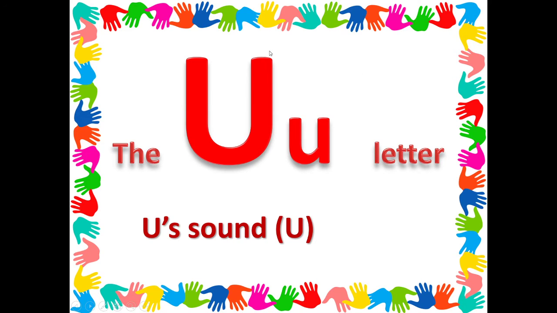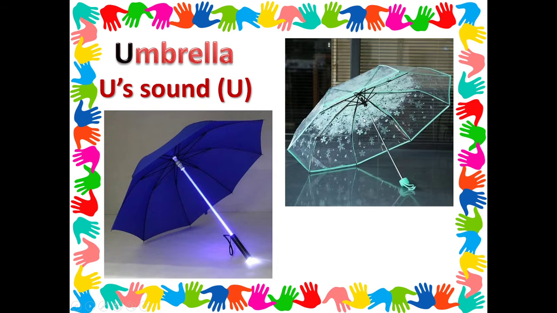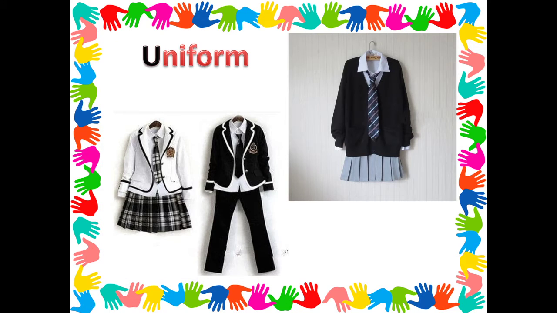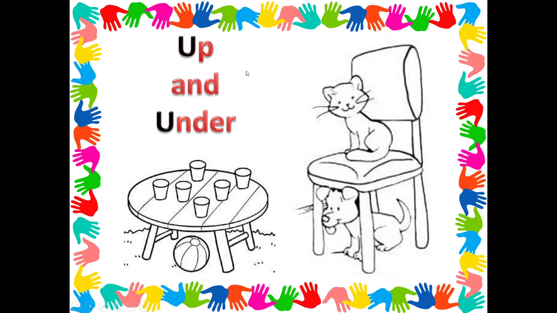Now, let's start with the next letter. U. U capital, U small. What's the sound of the letter U? Okay, this is the sound of the letter U. U, umbrella. Come on, repeat after me. U, umbrella. U, uniform. U, up and under.